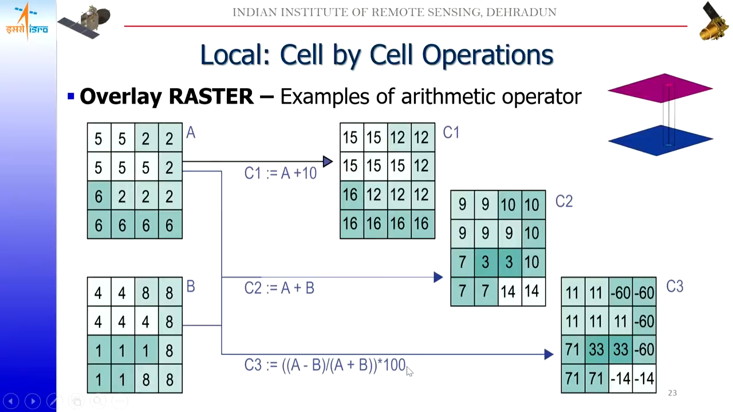Or it could also be a complex expression of A minus B divided by A plus B, times 100. Here we are only considering the integer values, not the floating point values. So as I said, the classic example is the NDVI. Given two bands, we can compute various kinds of operations on those bands and compute various indices.